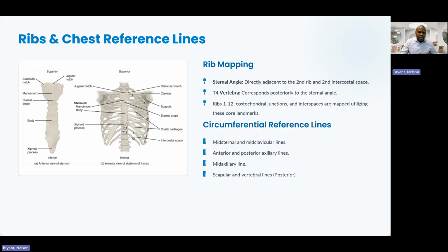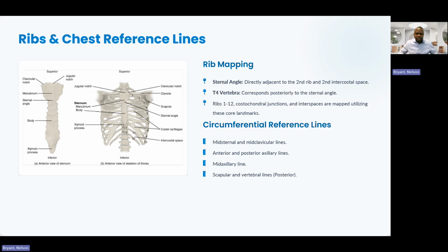The sternal angle is a vital anatomical landmark as it guides us directly to the second rib, bypassing the first rib, which is very hard to palpate. So from here, you can accurately map the anterior thorax.